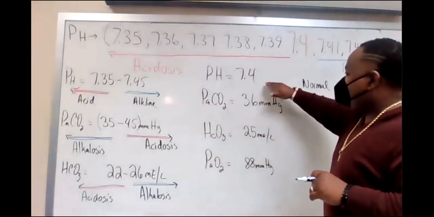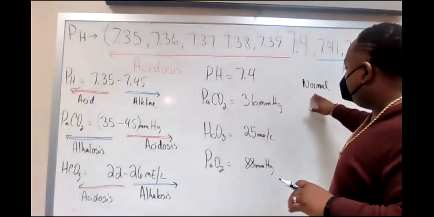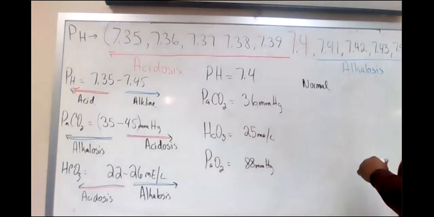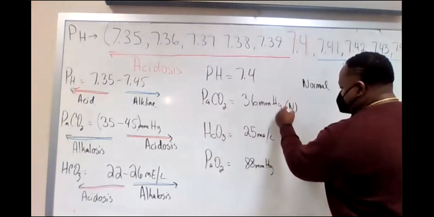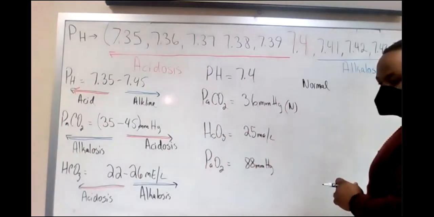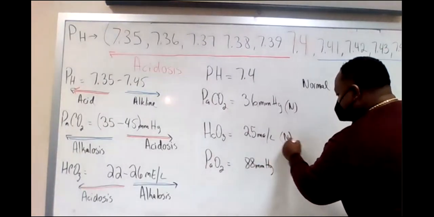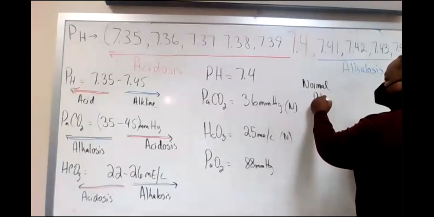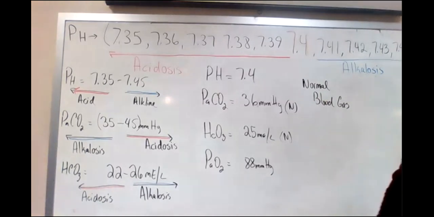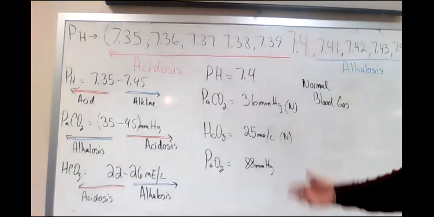Let's look at it again. You said pH was normal. A PCO2 of 36 is what, Sydney? Normal. There you go. A bicarb of 25 is what? Normal. So we have a normal blood gas. Just a normal blood gas.